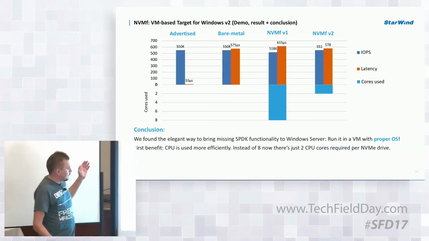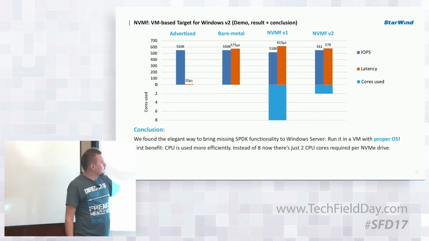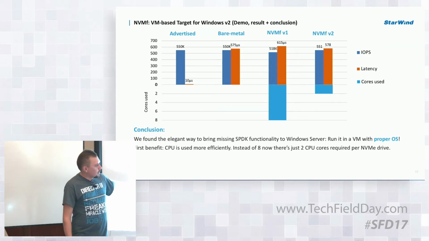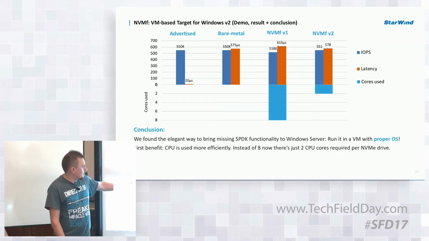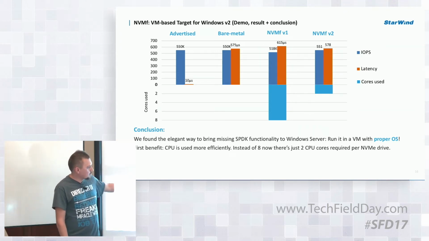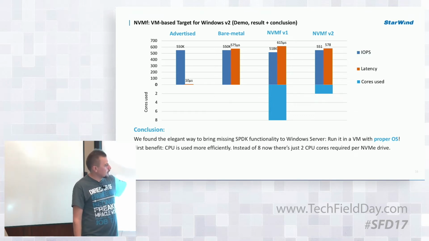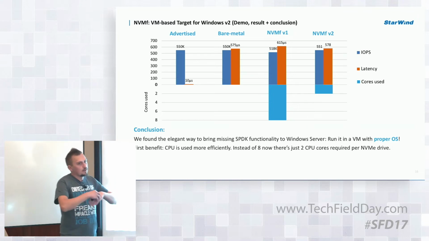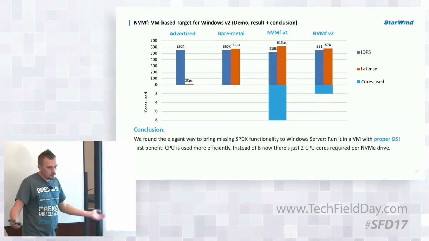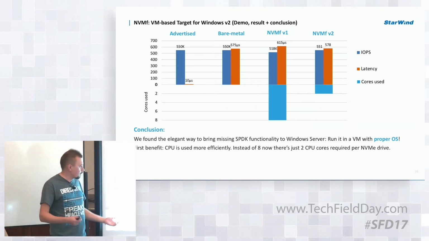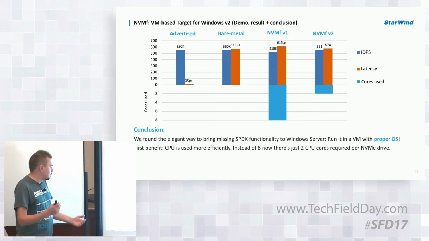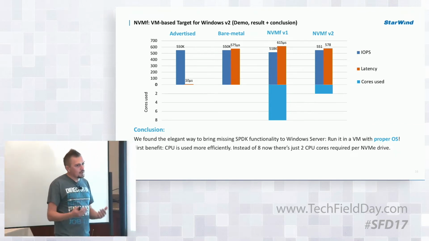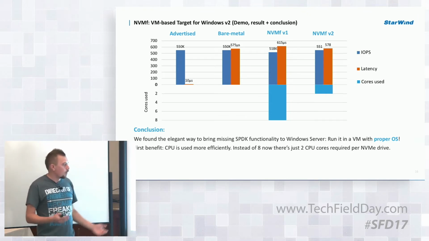So, the same slide, and you can see the difference. Compared to the Windows bare metal target, where we were utilizing 8 cores, in a proper virtual machine we have only 2 cores used, which leaves us 4 times more resources for applications and for all the stuff you should run, without kernel context switches going on. So that's an elegant solution for the missing SPDK functionality on Windows Server.